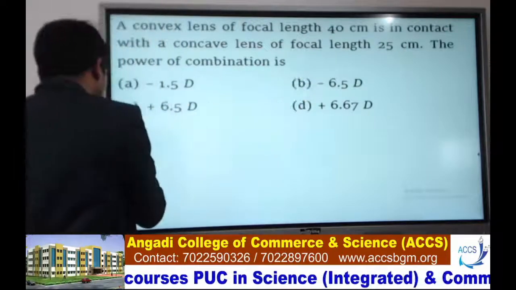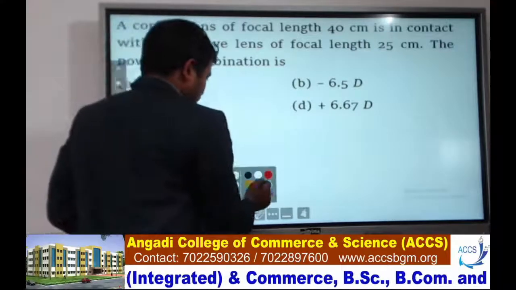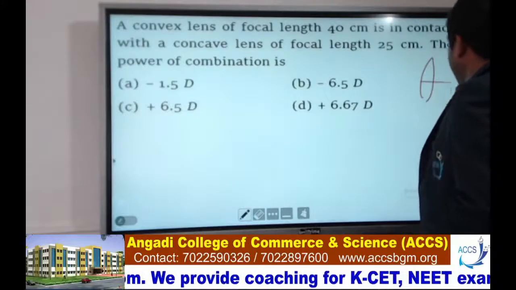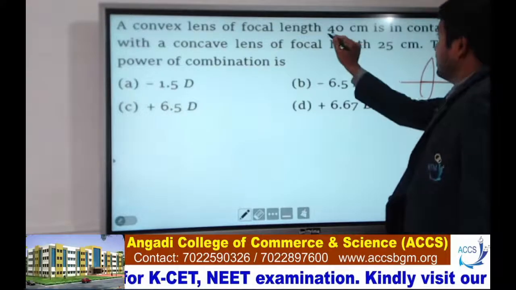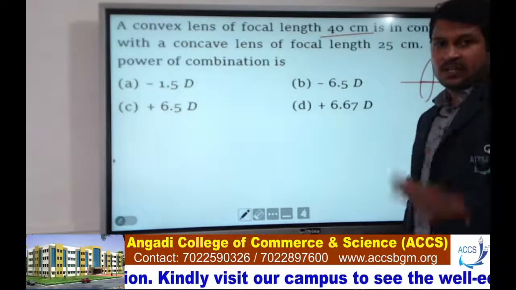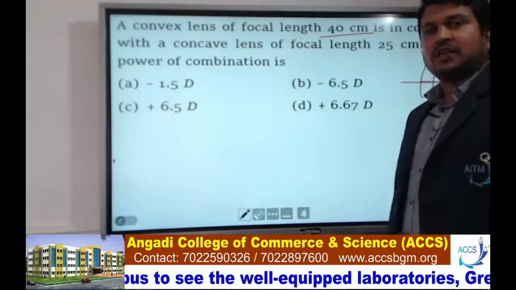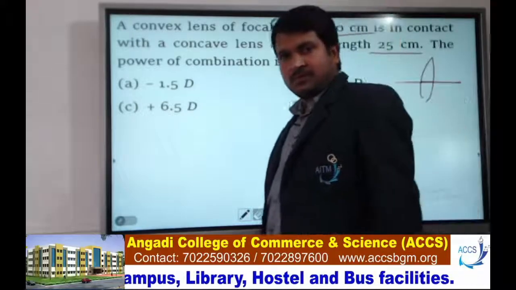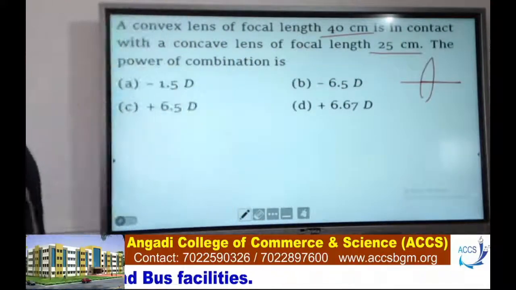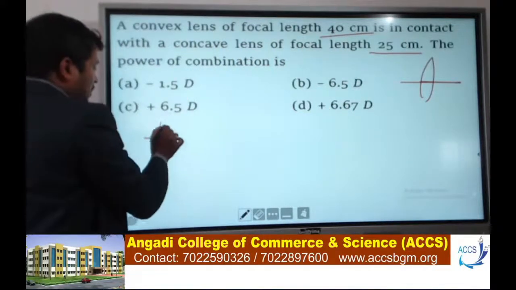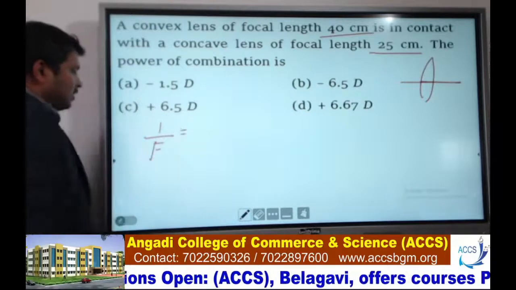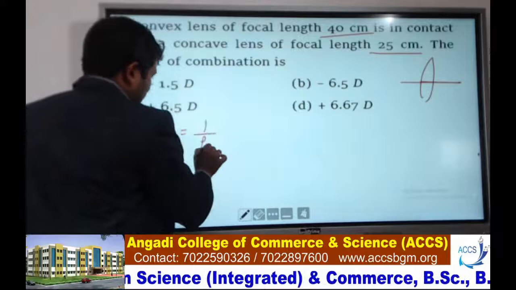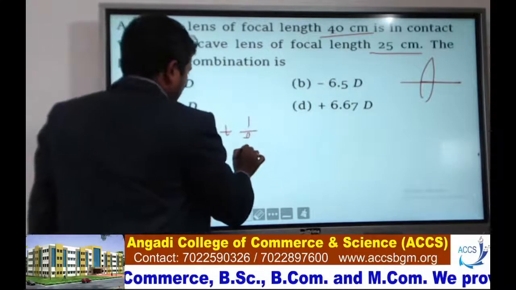If it is a convex lens, remember this, the focal length is measured in this direction, that is plus 40 centimeter. If it is a concave lens, then that is minus 25 centimeter. Now what are they asking? The power of the combination. 1 by f equals 1 by f1 plus 1 by f2.